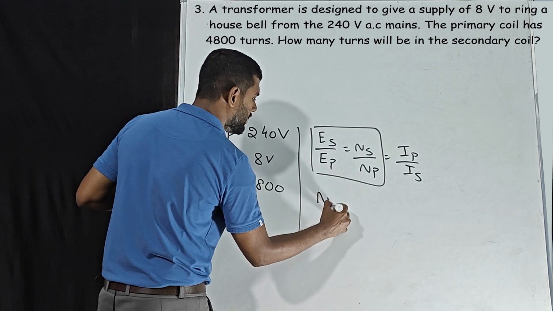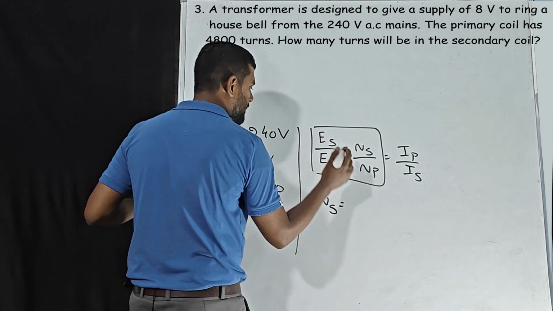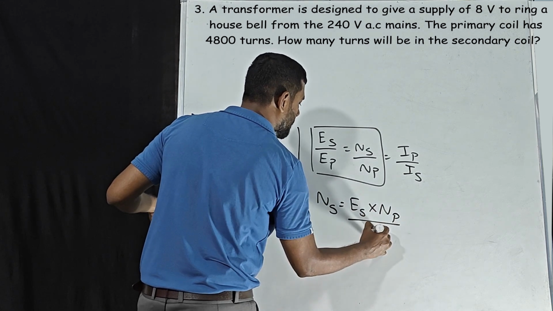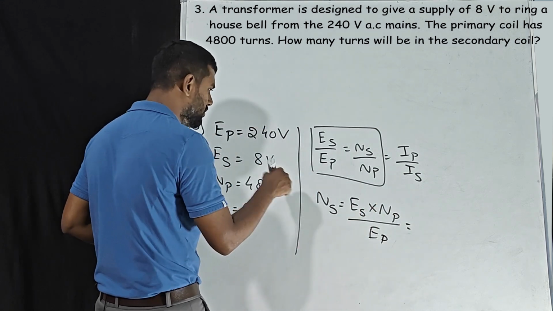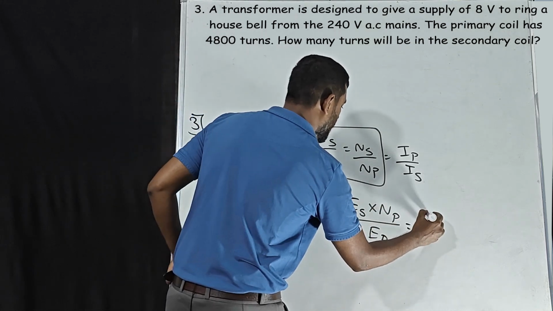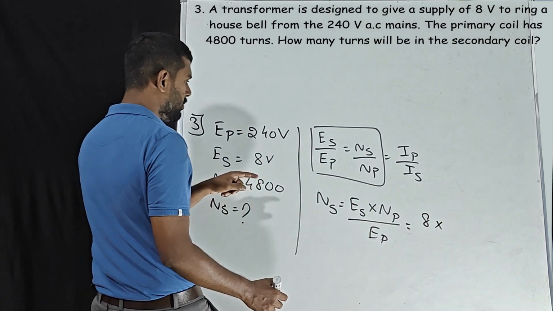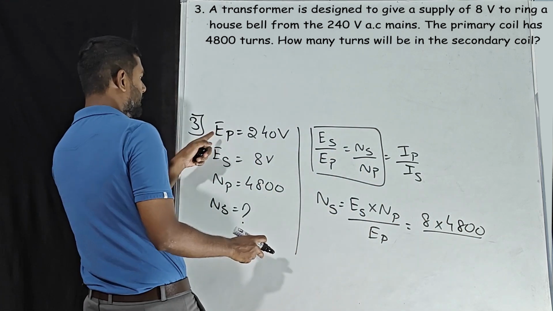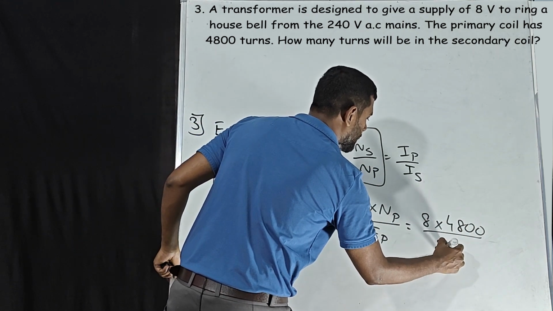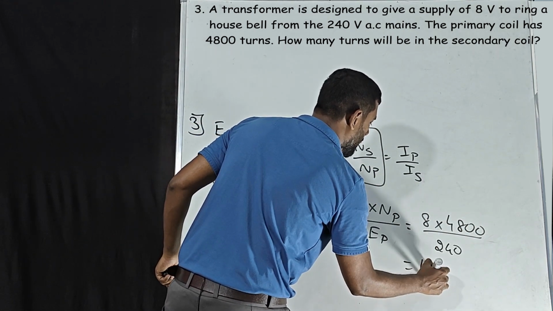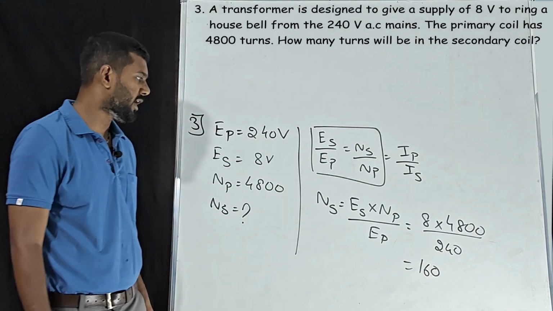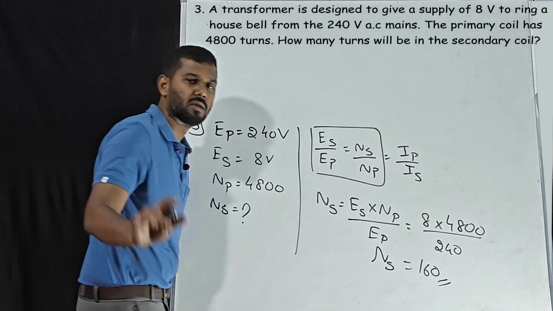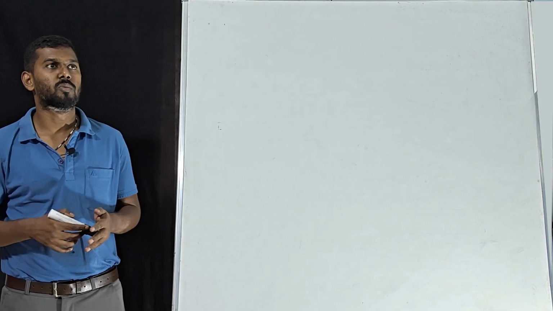So if NS we want, send this NP that side, ES into NP by EP. Substitute all the values. ES is equal to 8, NP is equal to 4800, divided by EP. EP is equal to 240. Answer will be 160 turns. So NS will be equal to 160. That's it.